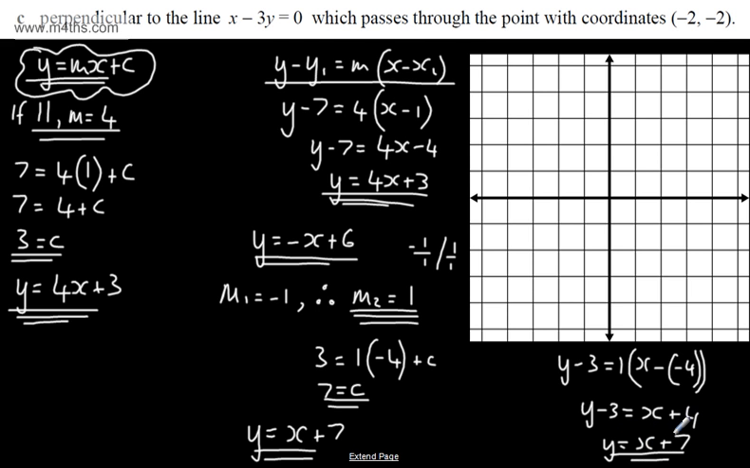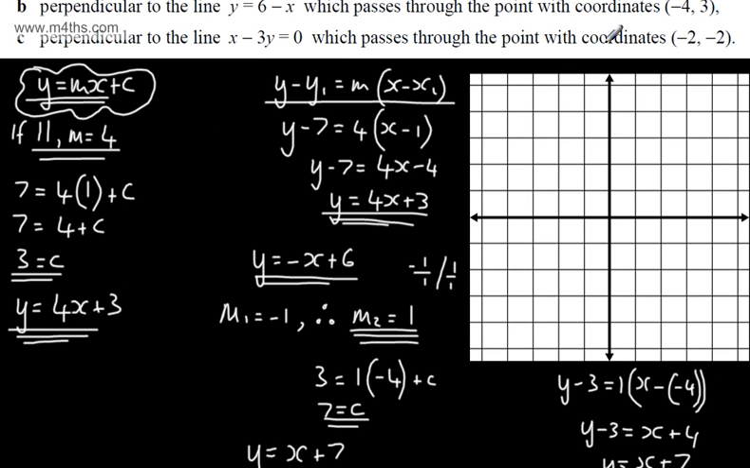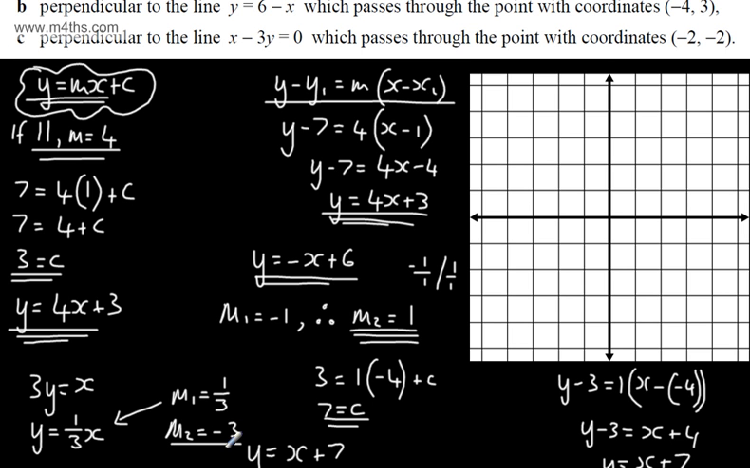With this one right here, we need the line perpendicular to this one through the point -2, -2. So just rearranging this, we can say that 3y is equal to x by adding 3y to both sides. Dividing by 3, y is equal to 1/3 x. The gradient of this line is going to be m1, which is going to be 1/3. Therefore, m2, the gradient of the perpendicular, will be -3.